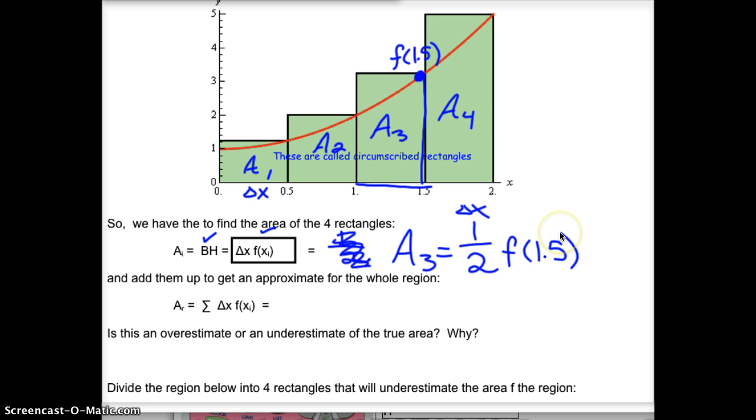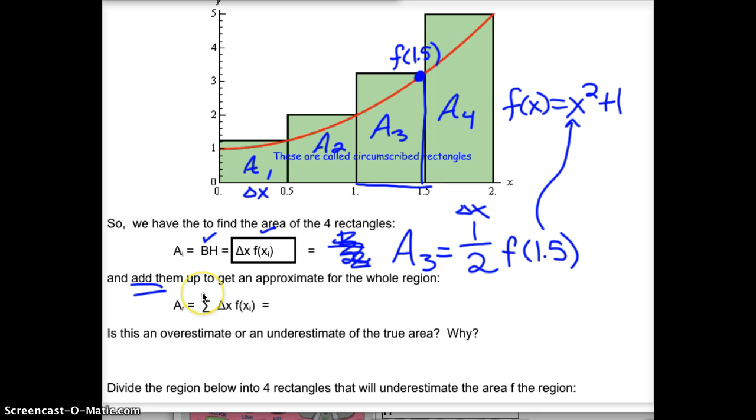And how do I get f of 1.5? I remember that my function is x squared plus 1. So I just put 1.5 in there, square it, add 1, and that'll give me the height of the rectangle right there. So then, if I know how to find the area of one of them, I can simply add them all up to get an approximate for the region.